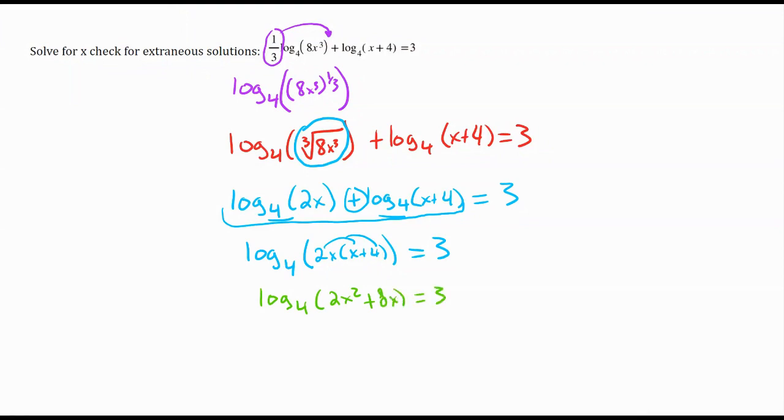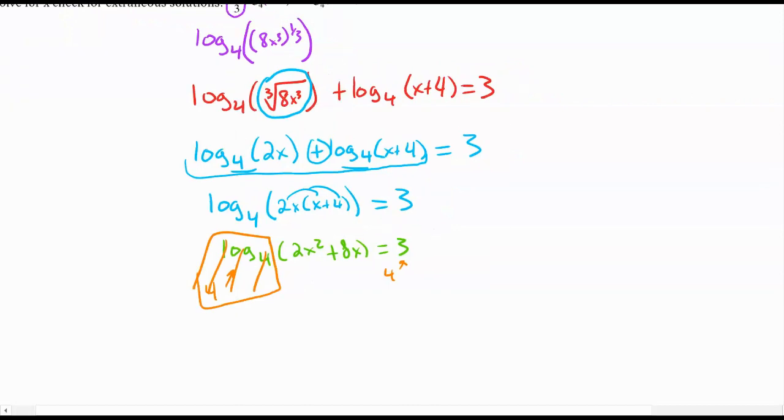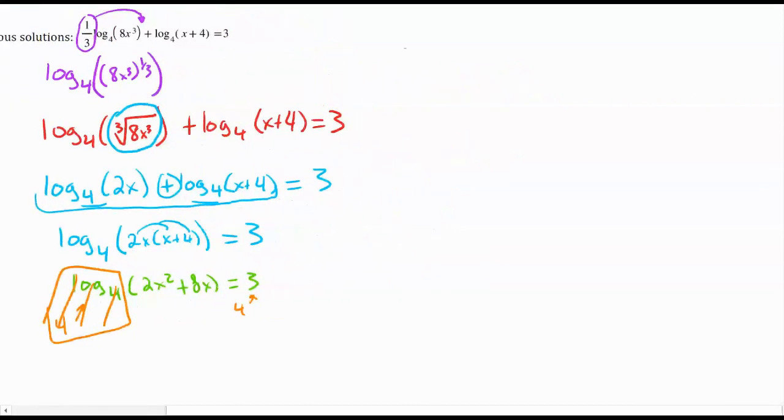And now I'm ready to get rid of that log. So to get rid of that log, I am going to raise both sides with a base of 4 to cancel that log out. 4 to the power of 3 is 64. So rewriting where I'm at here, I got 2x squared plus 8x on the left, and then 64 on the right. Now I've gotten rid of all the logs.